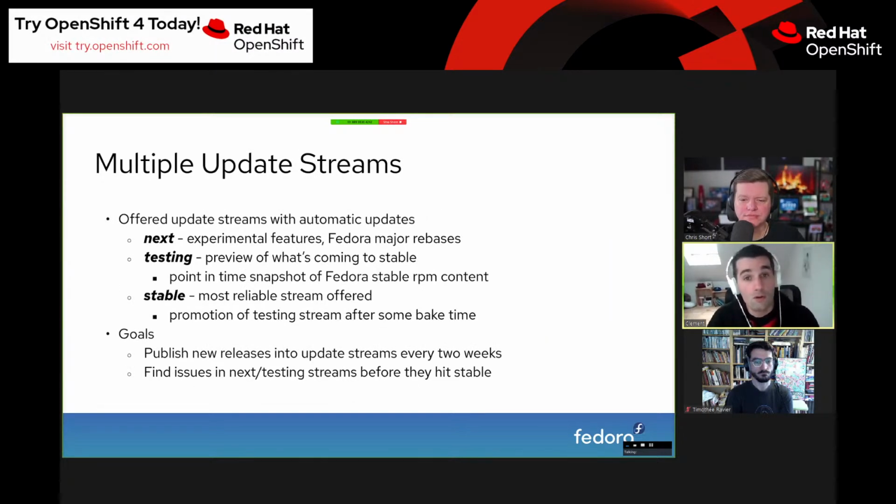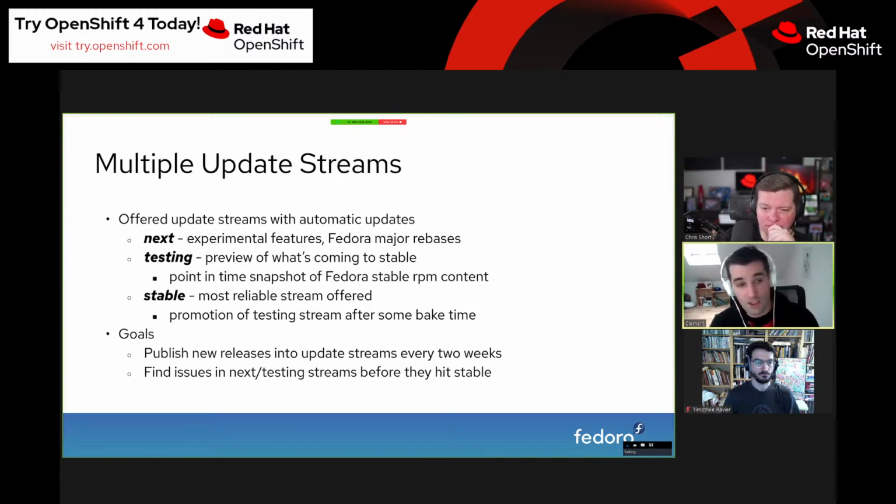So, a bit more information on the update streams. As I was saying, we have those 3 streams: next, testing, and stable. Next is pretty much the latest, freshest. It's also where every major Fedora rebase happens. Testing is a preview of what's going to stable, and it's pretty much where we're trying to catch any breaking changes that we didn't catch in CI. And stable is where we want to offer a reliable experience where you can just stay there, be happy, and let your nodes update themselves without worrying too much.